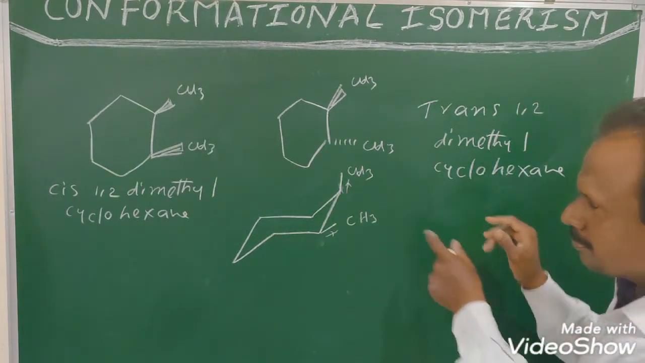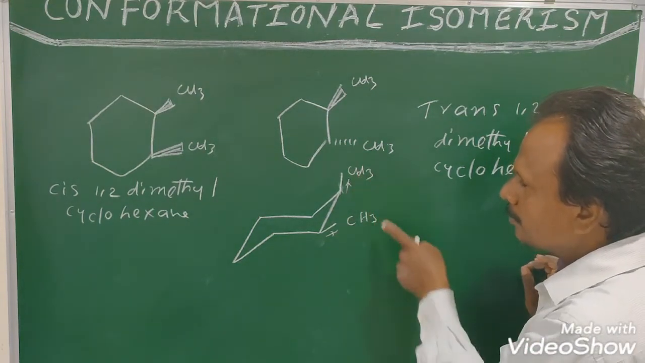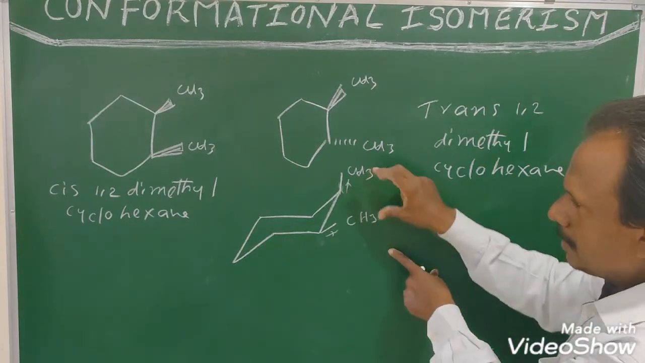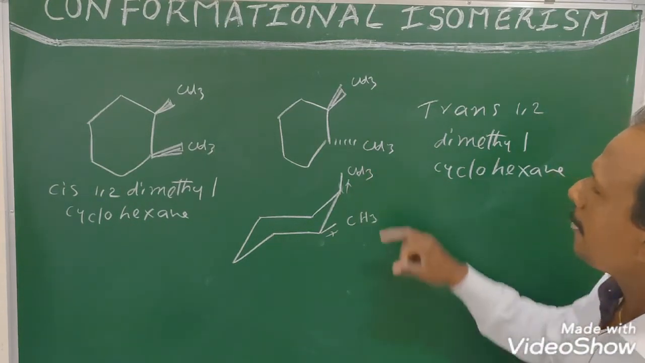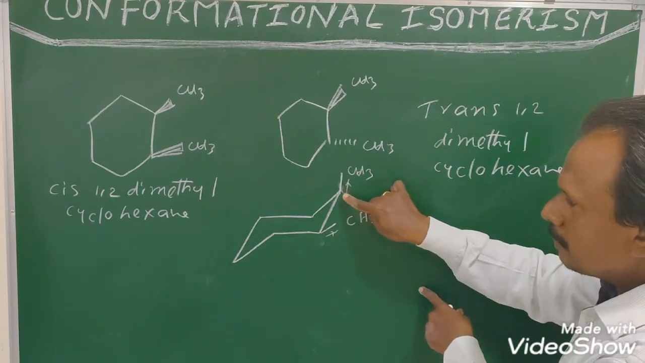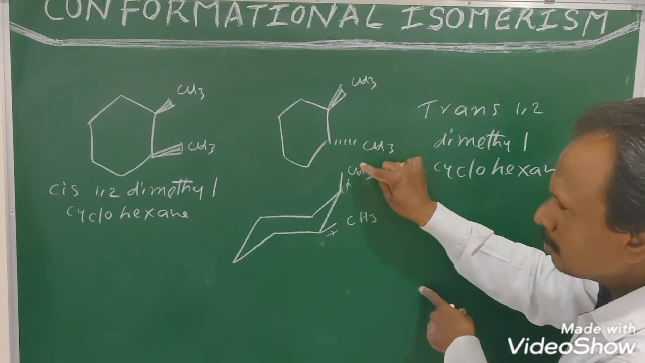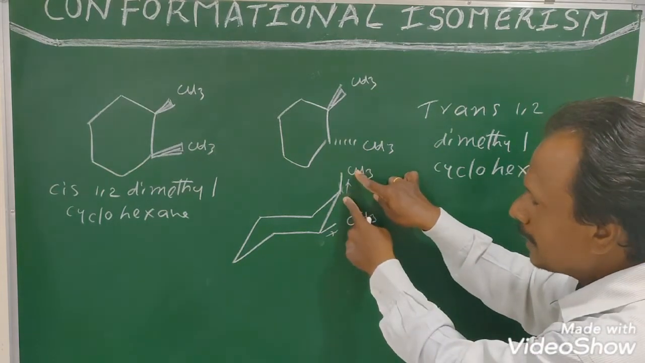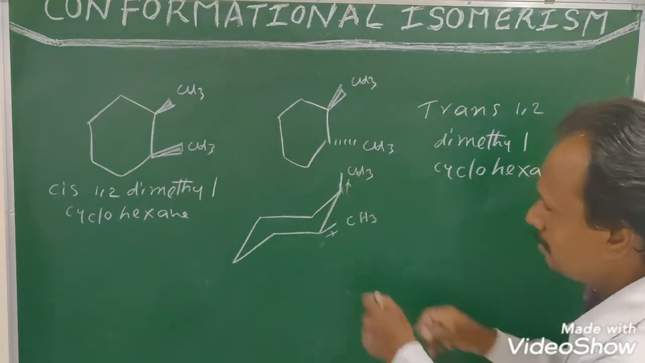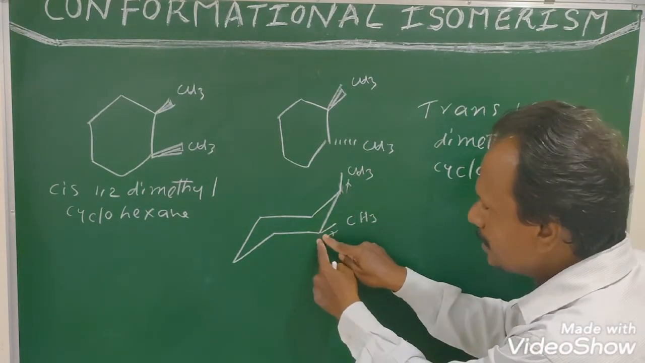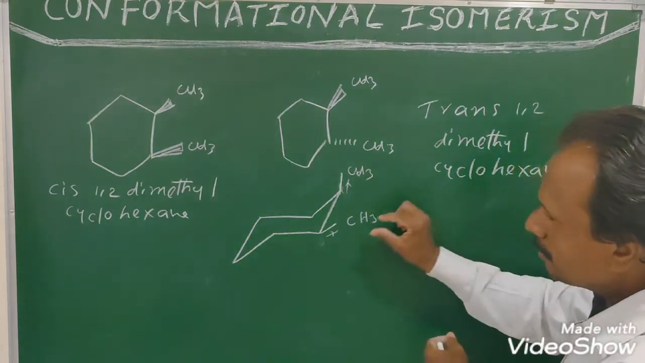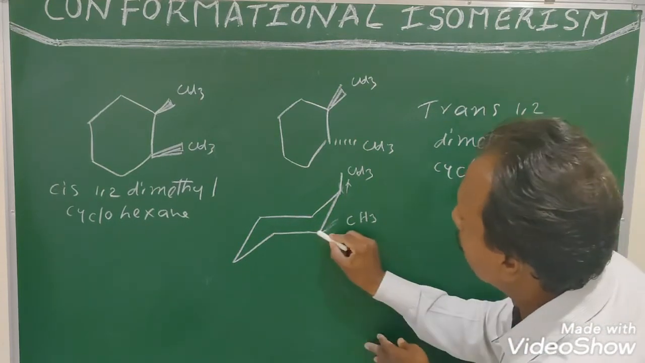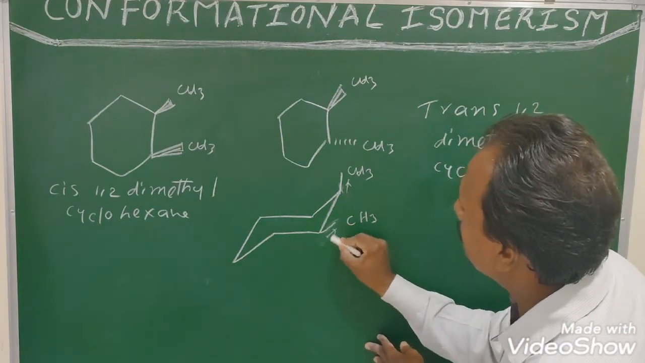I repeat the same. How can you decide the locations? These two are in cis orientation. First, from the carbon of cyclohexane to the substituent, the direction is from the carbon to that substituent. It is the direction of the arrow mark. For this methyl group, it is the direction. Both are not opposite, which means they are in the same direction. So it is the cis conformation.